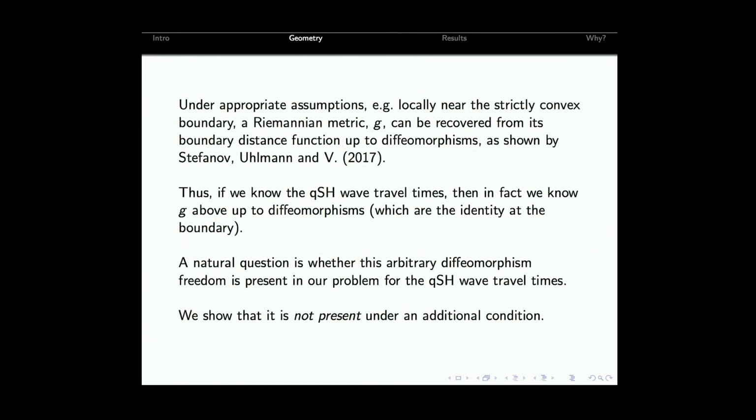Okay, so as I recall, under some assumptions, which I'm mostly ignoring for the purposes of this talk, you can recover a Riemannian metric.